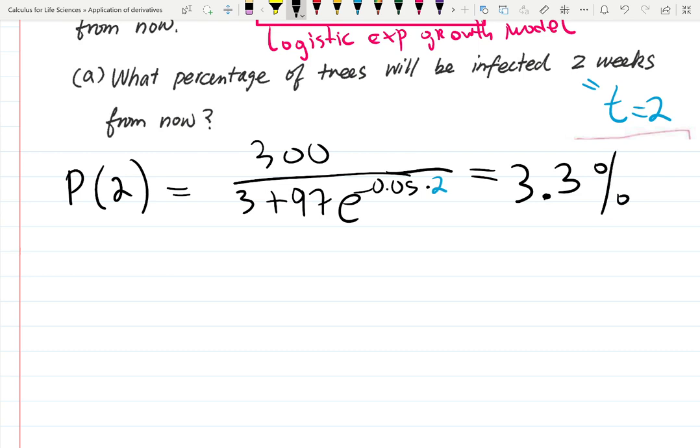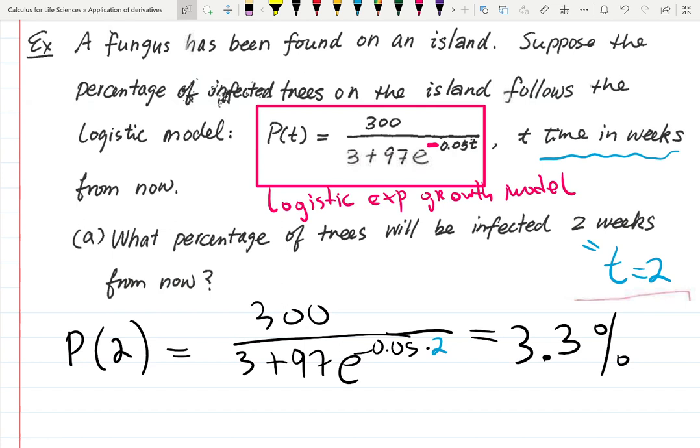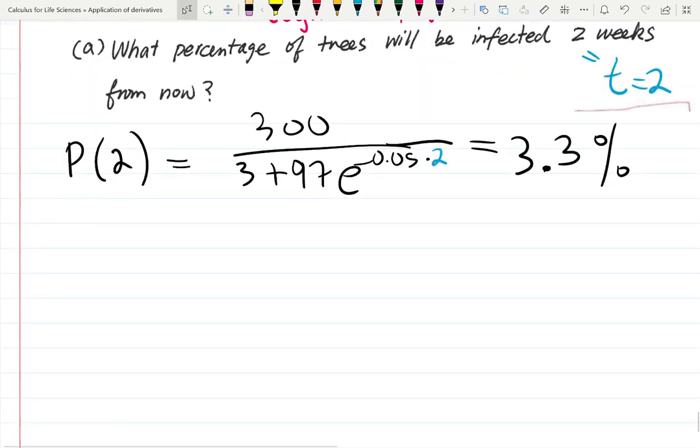It's approximately 3.3%. So you have to be careful with this. The output has units, and the units of the output are percentage. Very interesting. So 3.3% of trees will be infected in 2 weeks, which you can then convert into other units, like how many trees there are, and so on. Very interesting.